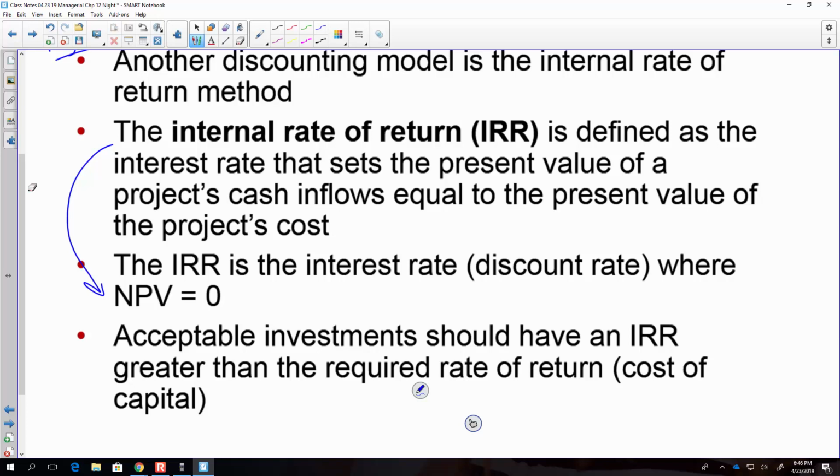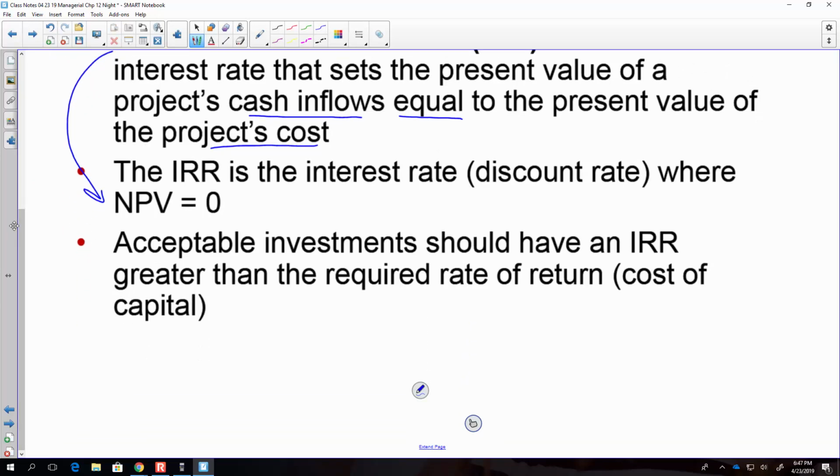You must know this for the test. This is a multiple choice question, guaranteed. The internal rate of return is the rate of interest that will generate a 0 net present value. A 0 net present value. In other words, the cash flows equal the cost of the project, right? Those present value cash flows equal the project's cost, gives us a net present value of 0.